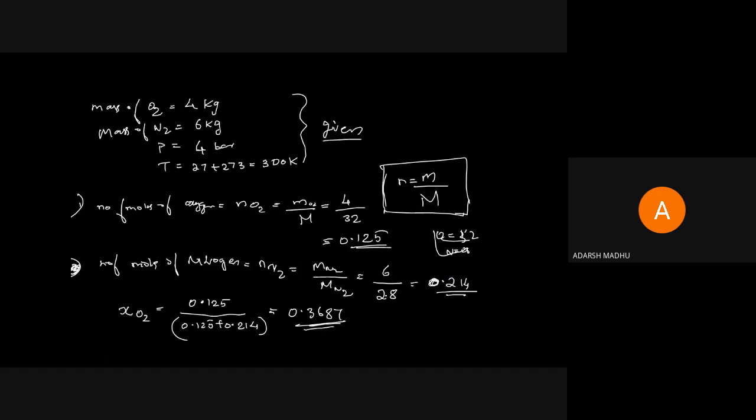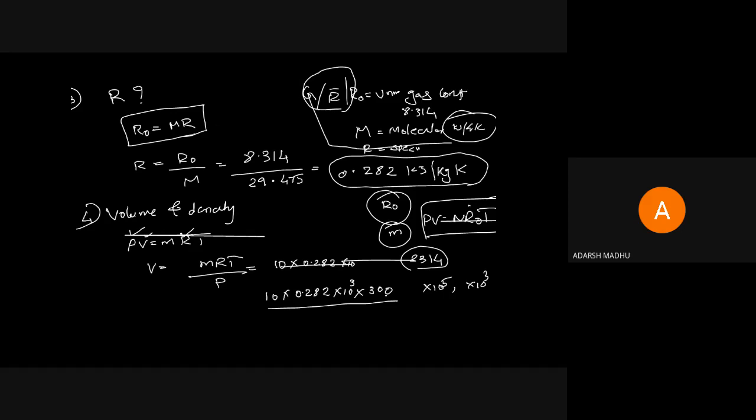Pressure is 4 bar, so you want to convert into Pascal, 4 into 10 power 5. 1 bar equal to 10 raised to 5 Pascal, or Newton per meter square. Pascal is Newton per meter square. So here you will get the value of volume directly in meter cube. So 10 into 0.28 into 10 power 3 into 300 divided by pressure, from PV equal to mRT.